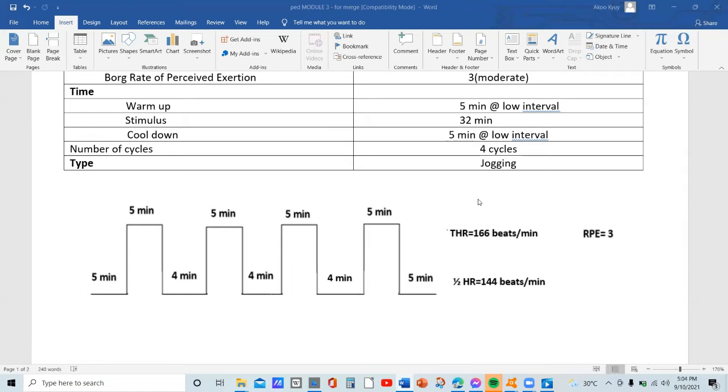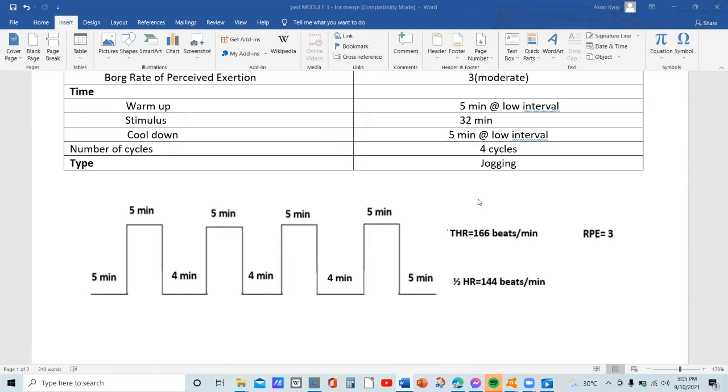Then for the stimulus, I just added the total duration of the whole cycle, excluding the warm-up as well as the cool-down. That being said, only the high and the low interval are needed to calculate the total duration for the stimulus. This level is often called the conditioning level of an exercise training. So the total duration for my exercise excluding both warm-up and cool-down is 32 minutes.